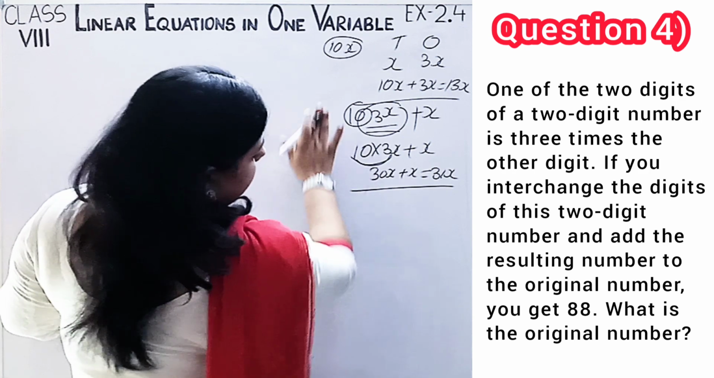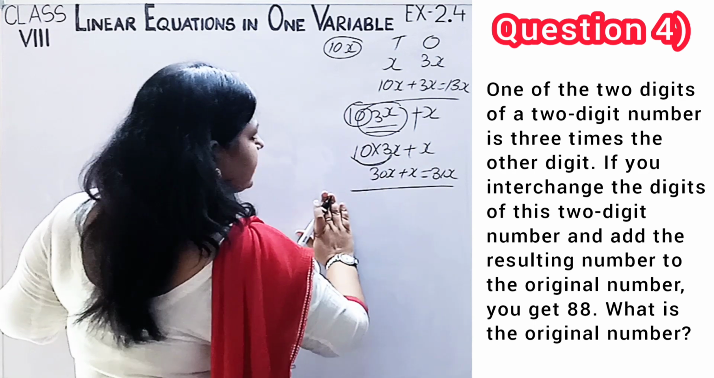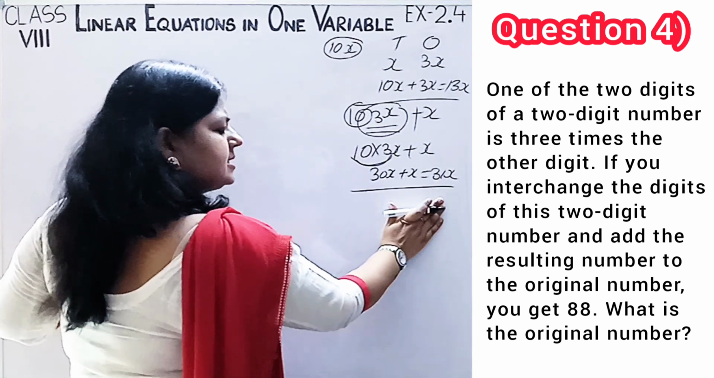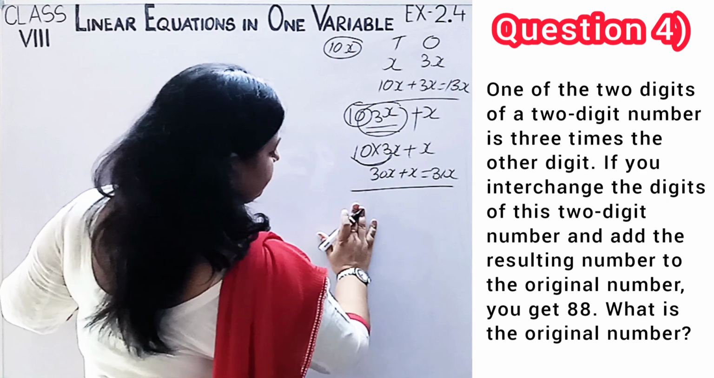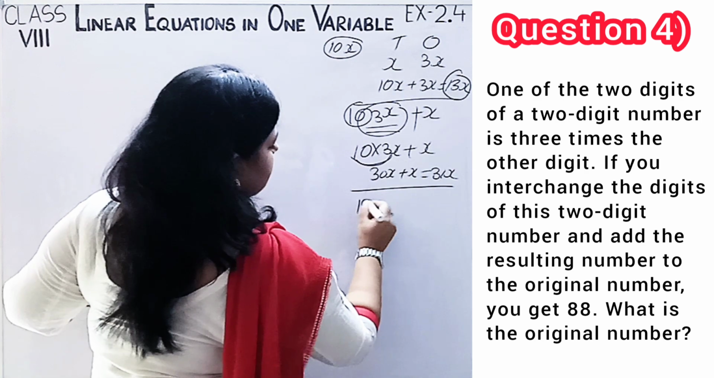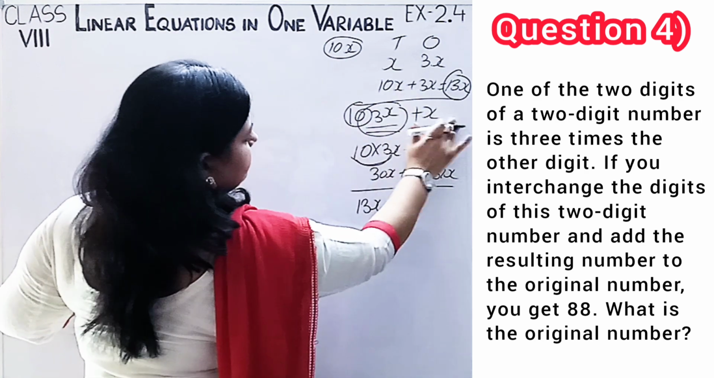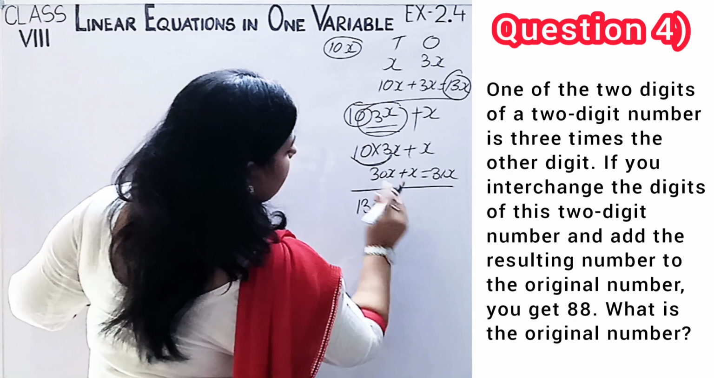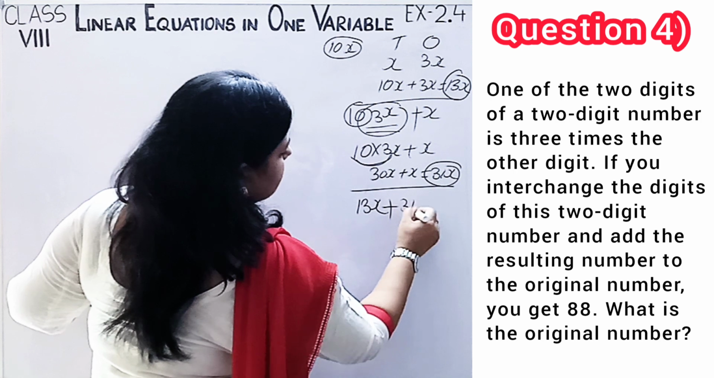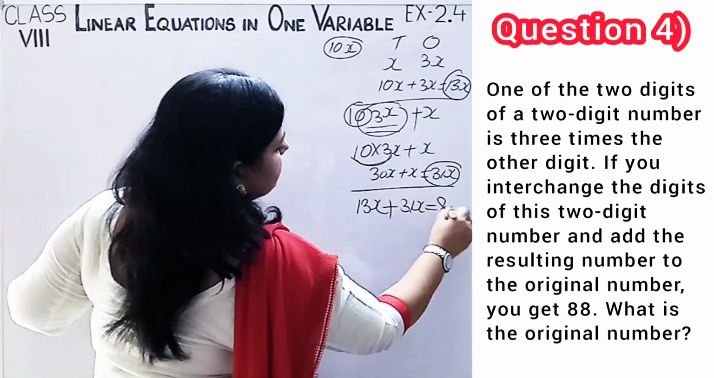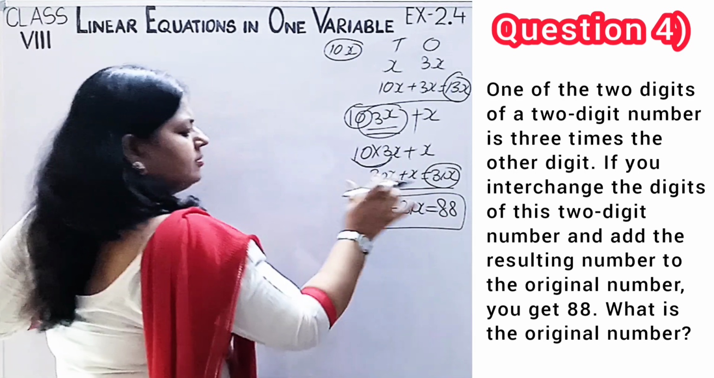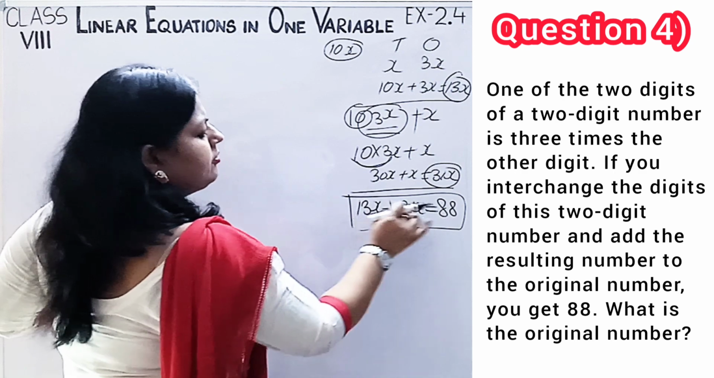Now, according to our question, original number plus new number is equal to 88. 88 is given in our question. What was the original number? 13x. After interchanging places of digits, plus 31x, result is 88. So in this way we got this equation. From this equation we will get the value of x.